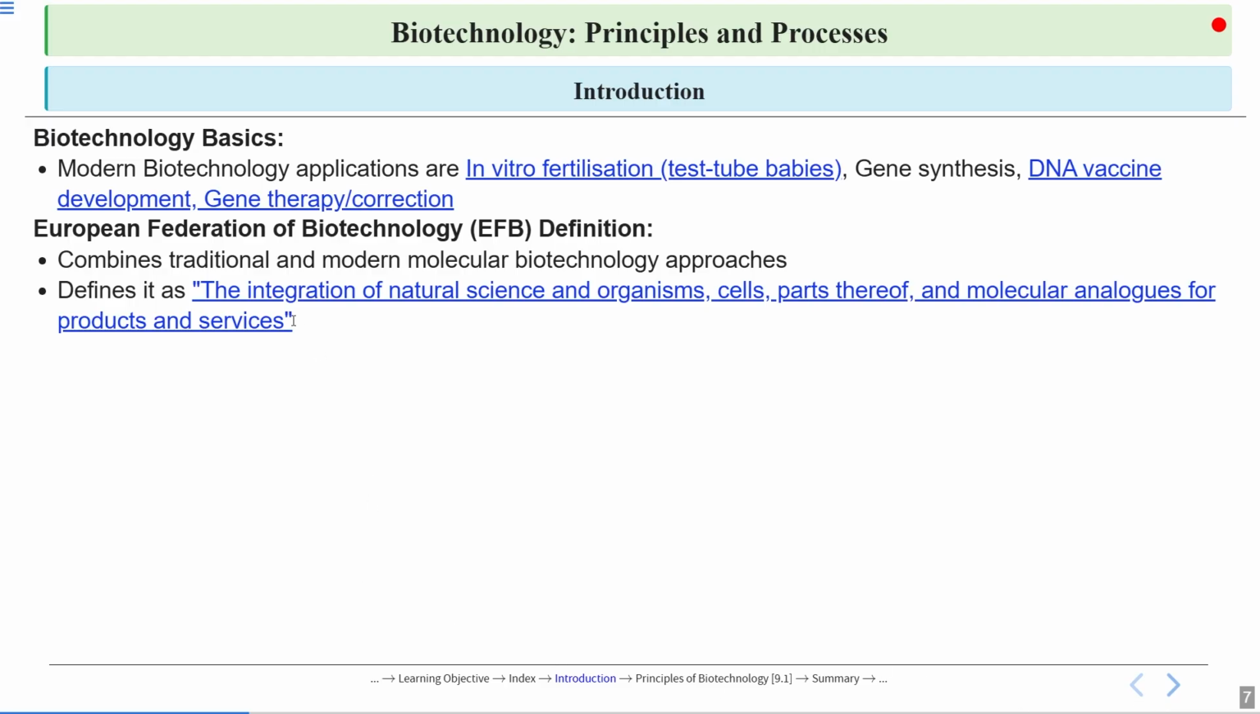This is the integration, that is, the combination of natural science. Here, natural science doesn't only focus on biology; it includes other fields too, that is chemistry, physics, and engineering. Its combination with organisms, that could be yeast, bacteria, cells, and even parts thereof. Parts thereof could include DNA extract and RNA extract, and molecular analogs, which are engineered molecules that mimic biological functions, for products and services. The products or services are useful and can be used by humankind.